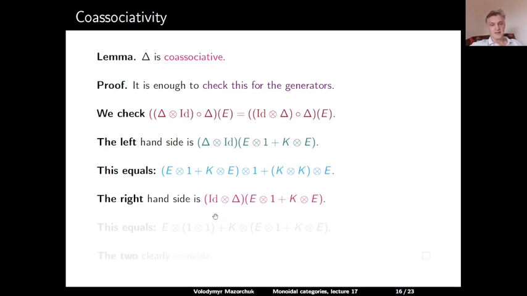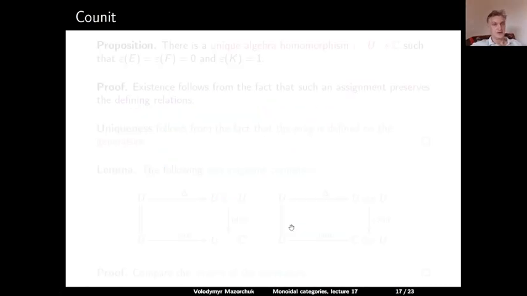Similarly, the right-hand side is identity tensor delta applied to E tensor 1 plus K tensor E. When we apply this to the first component, we have E tensor 1 tensor 1, plus the second component, K tensor E tensor 1 plus K tensor E. And now we compare these two. So we have E11, E11, KE1, KE1, and KKE, KKE. So these coincide. And similarly, we can check it for all other generators. So our comultiplication is really coassociative.